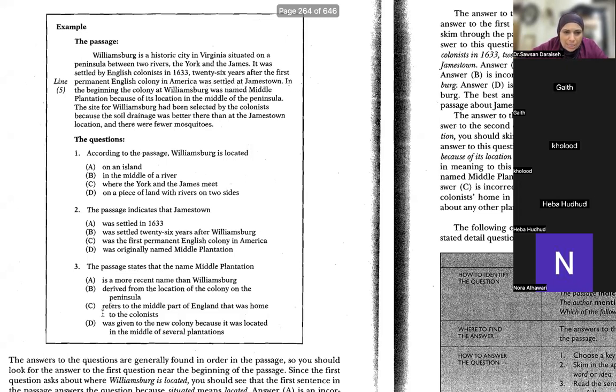Another time, let's take a look at C: refers to the middle part of England, like this Middle Plantation. Does it refer to the middle part of England? No, they don't say anything about that. That was home to the colonists, because England, guys, England was the home of the colonists. The colonists are the people that came from England to the New World, to America. Why? To take over the land. The people that left England for the New World. Before it was called America, it wasn't called America. It was called the New World when they discovered it and afterwards, all right?